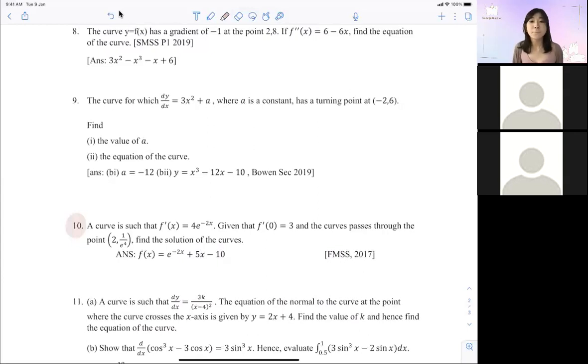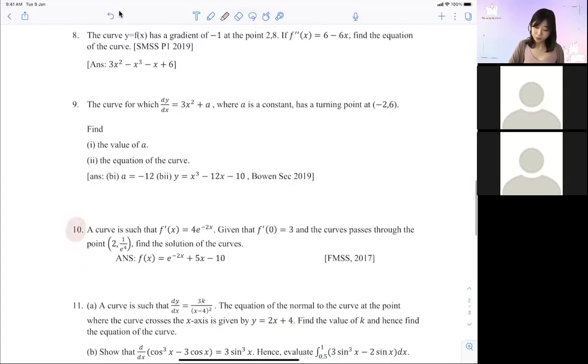Wait, if x equals 0, wouldn't it equal to 4? No, when x is 0, gradient is 3. Yeah. But wouldn't it be 4? 4e to the power minus 2 times 0, to the power 0 is 4, right? Yeah, let me see. Yeah.